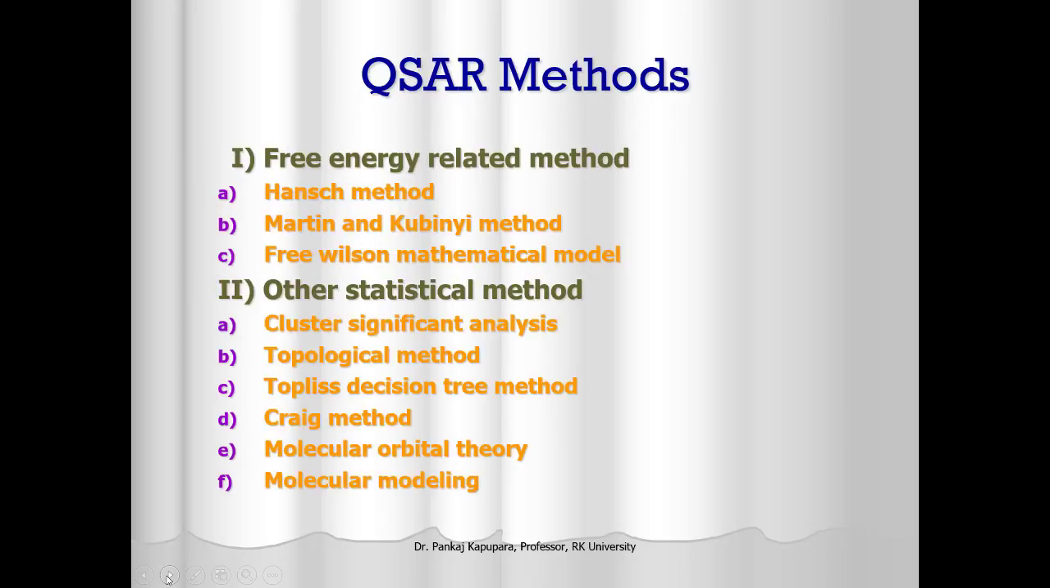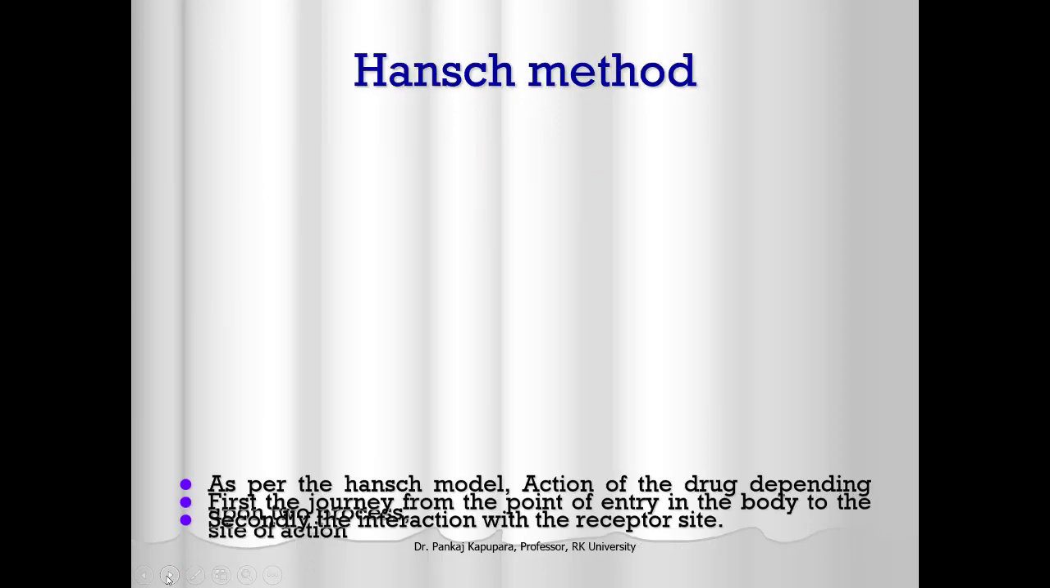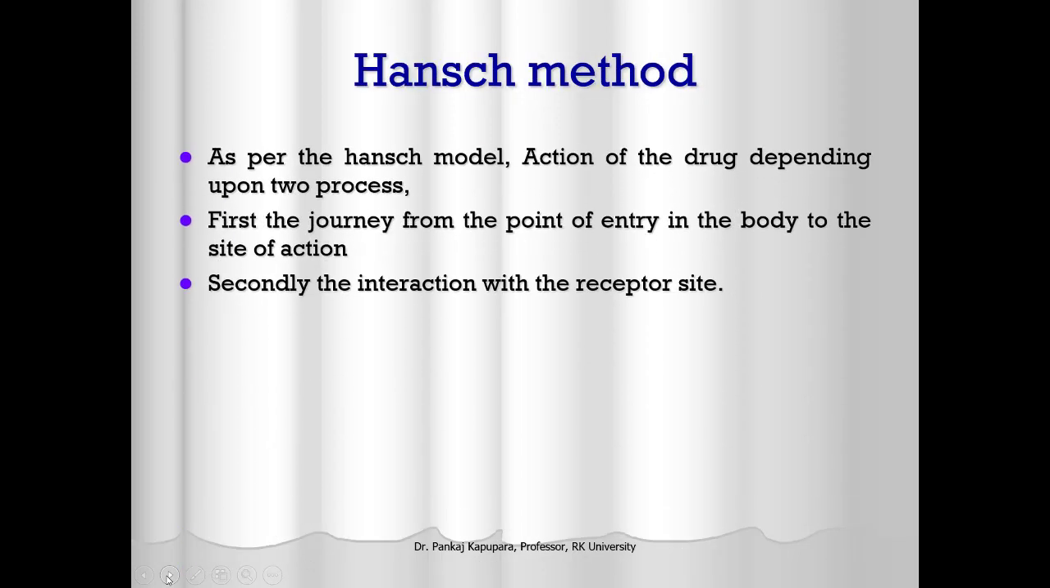QSAR can be performed by various methods. Hansch, Kubinyi, and Free-Wilson, these three scientists generated different types of models that are called QSAR models. And there are various statistical methods available, like cluster significance analysis, decision tree method, Craig plot method, molecular orbital method, and certain molecular modeling techniques. Hansch developed the first one, as we have performed in the MLR study. Hansch was the first scientist who made tremendous efforts to simplify the drug discovery process.